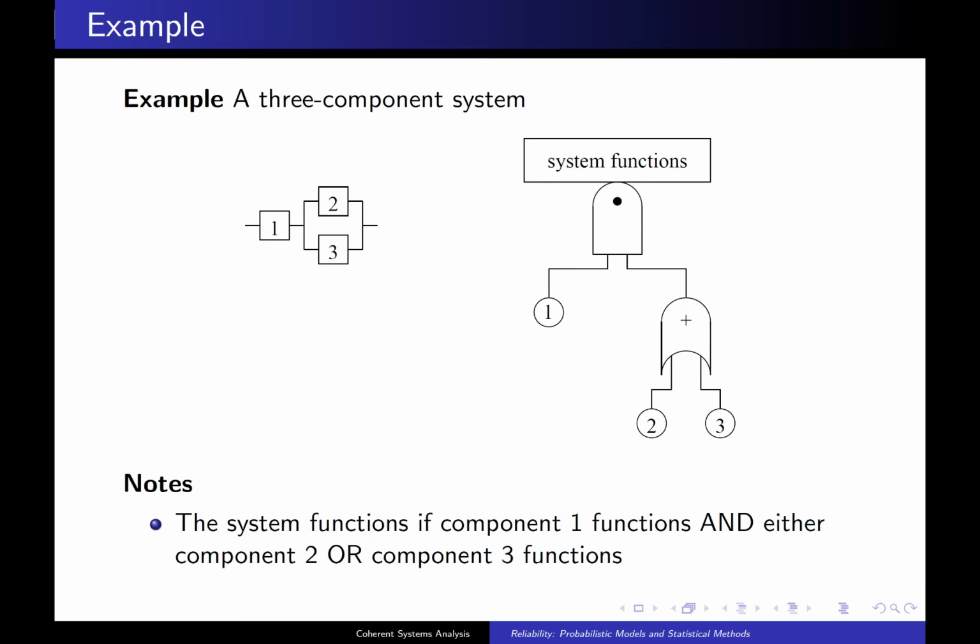For a more complicated example, let's look at the 3-component system whose reliability block diagram looks like this. Once again, having our top event be the system functions, the way you read this is the system will function if component 1 and either component 2 or component 3 function. So there is a fault tree which describes this 3-component system.